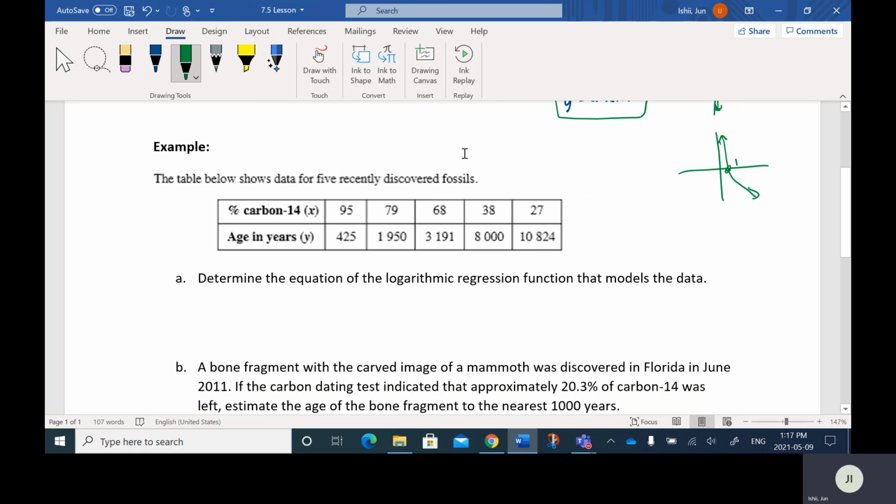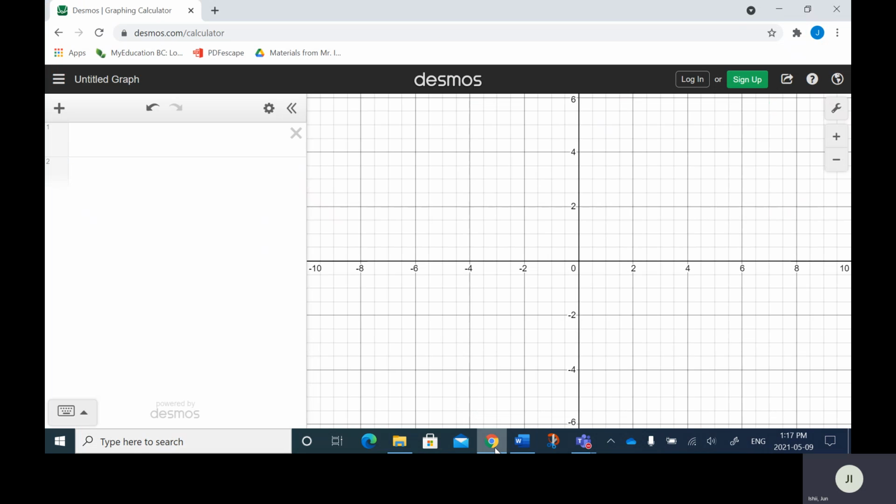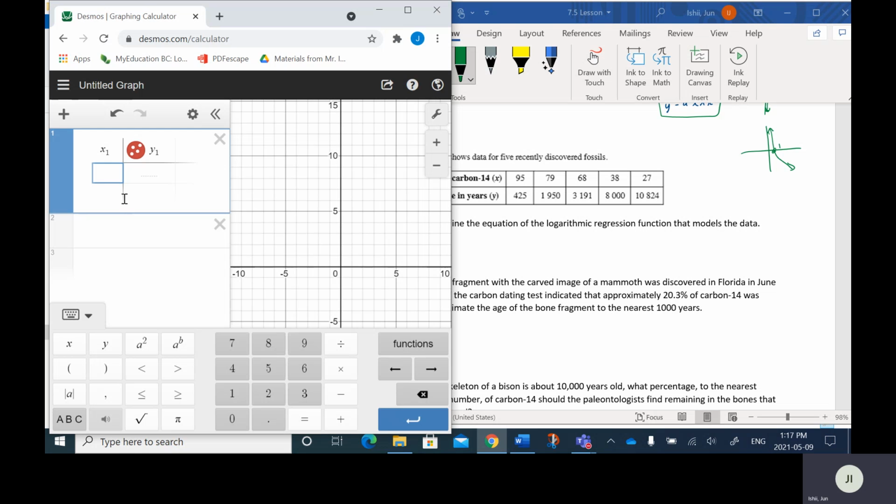I've got this data. The table below shows data for 5 recently discovered fossils. This is the carbon-14 percentage and the age in years of those fossils. So let's input that into our Desmos. I'm just going to add the table.